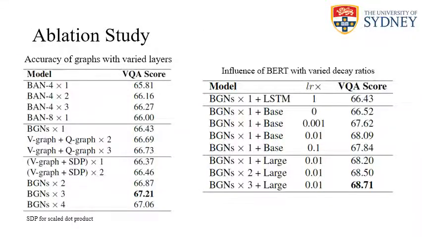In the ablation studies, we can see that our networks work better than the scalar dot product with different layers. Also, given stronger question encoders such as BERT base and BERT large, our network improves a lot.